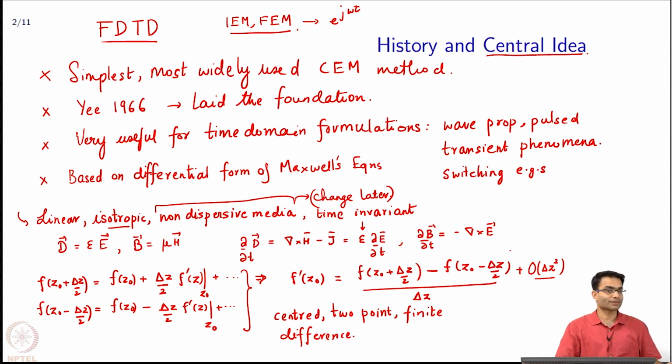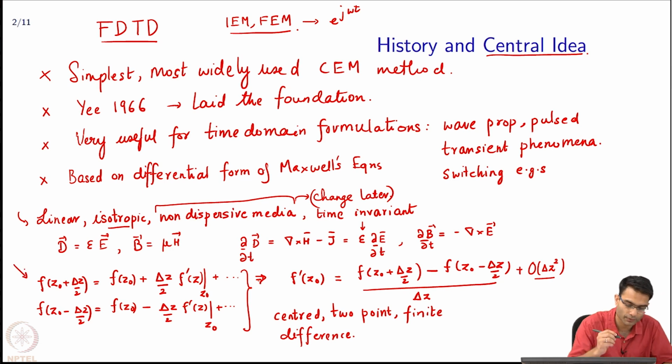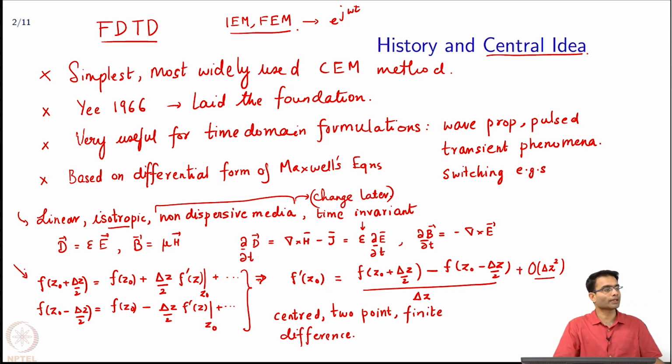So that's the reason why you use this centered 2-point difference. Because if I just look at the first equation over here, that alone gives you an approximation for the first order derivative, right? I can write from here the first order derivative in terms of f of z naught plus delta z by 2 minus f of z naught. I can do that. But what happens to the error term? Order delta z, right? Do you follow?